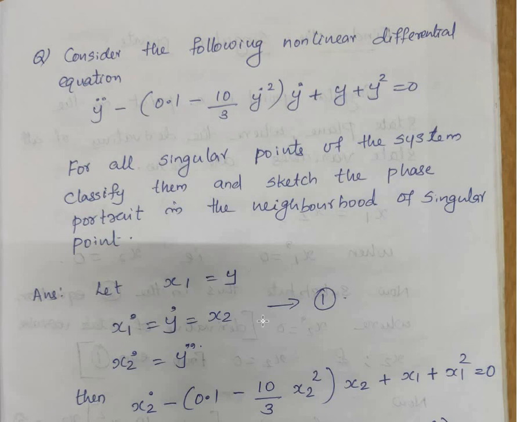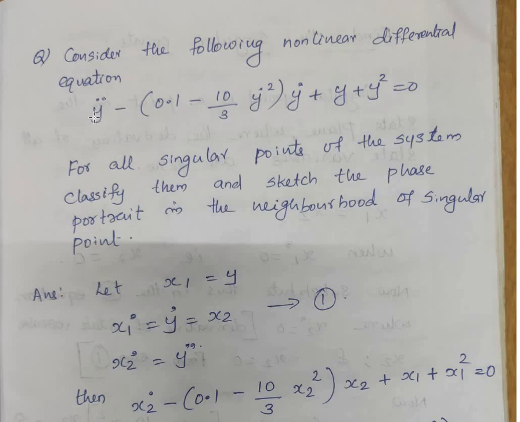First, we have to assume that y is equal to x1. The first state variable, we have to take it as y. So, x1, that is the first state variable of the system, and x1 is equal to y. Then x1 dot is equal to y dot, that is equal to x2. That is our first state equation.